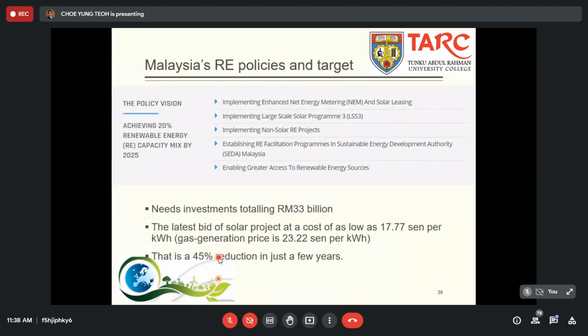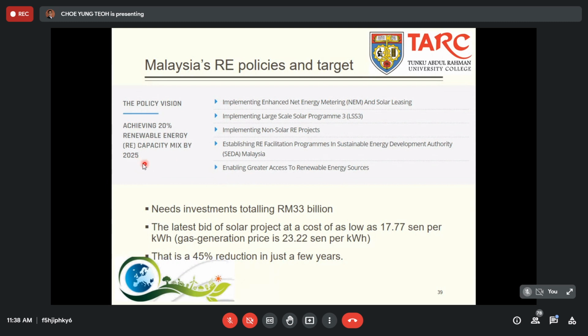This is the Malaysia Renewable Energy Policy target. What we target is achieving 20% of renewable energy capacity mix by 2025, 4 years from now. But this target was set in a year I can't remember, previously it was by 2030, but now it's already 2021 and we still have not achieved it. So we extend another 5 years, maybe due to COVID. I don't know. But we are moving quite slowly.